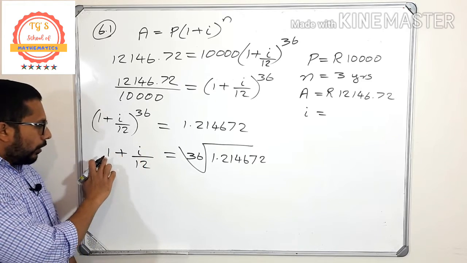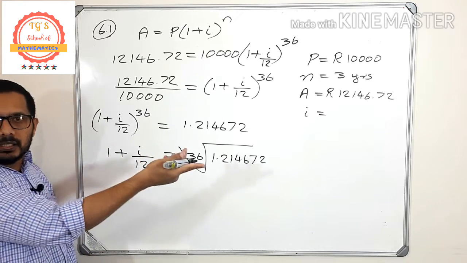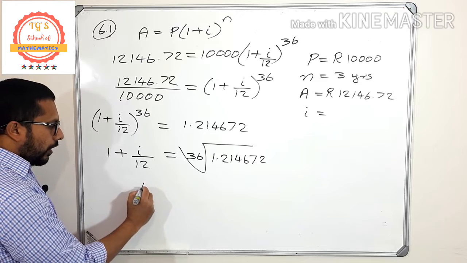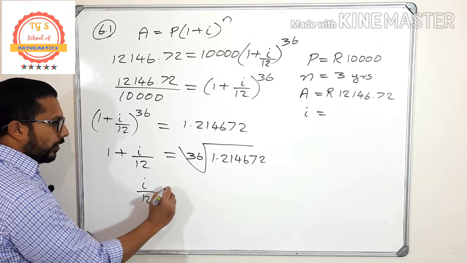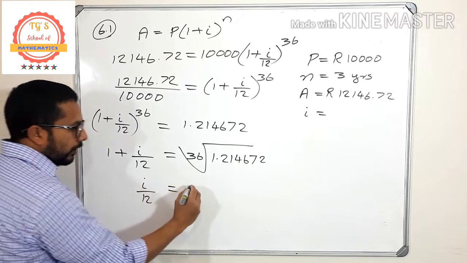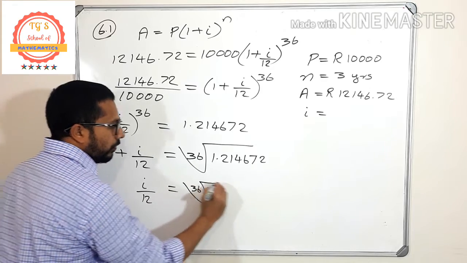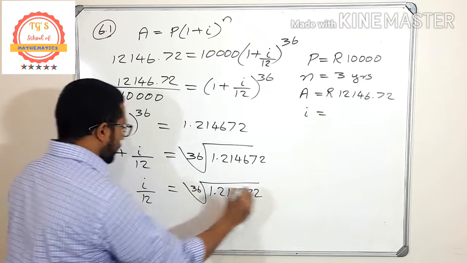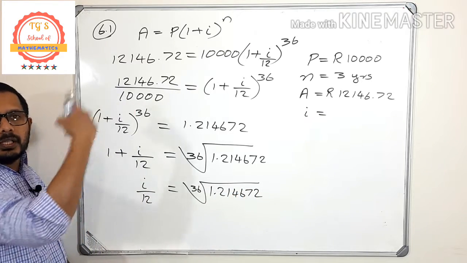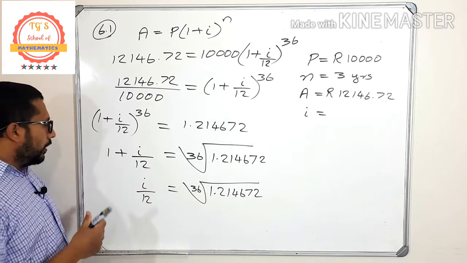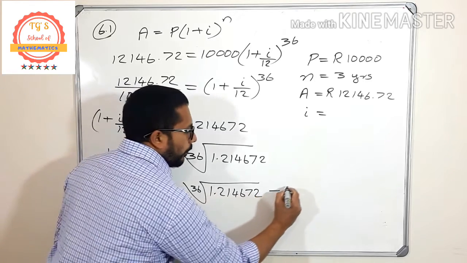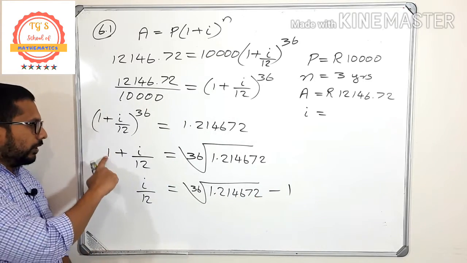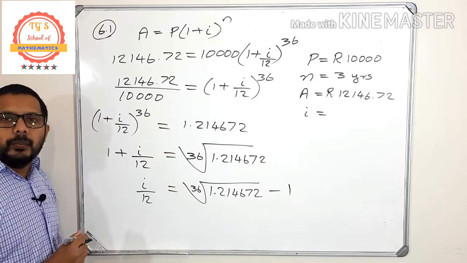Okay, so now I am going to take this one to the other side. So now we have I divided by 12 is equal to the 36th root of 1.214672. Then take this one to the other side, so it means that it is minus 1. This positive 1, on the other side it is minus 1.